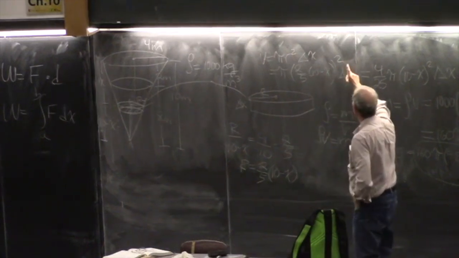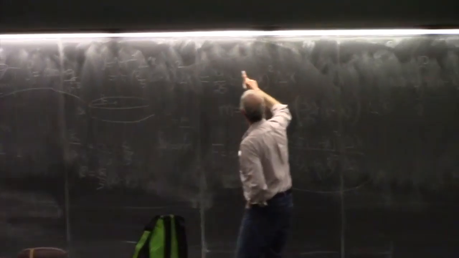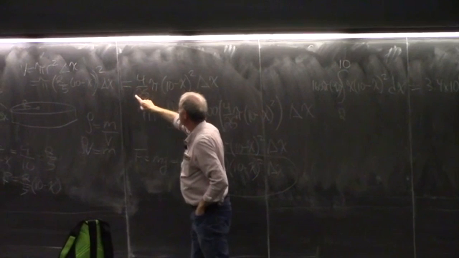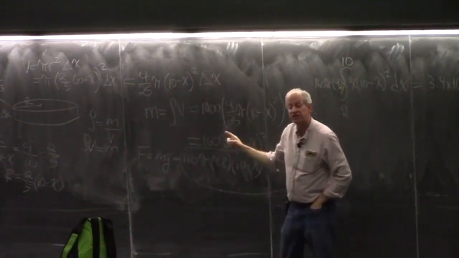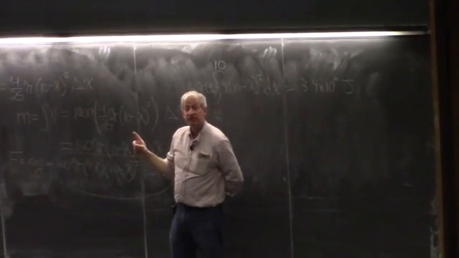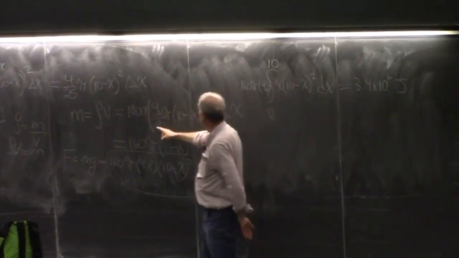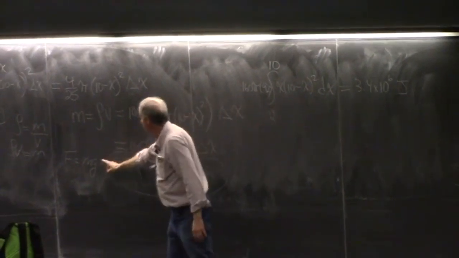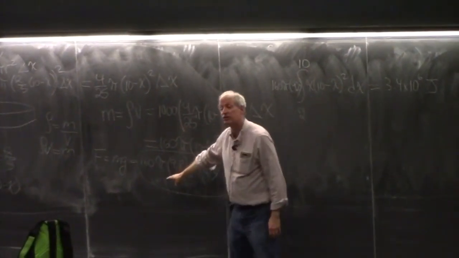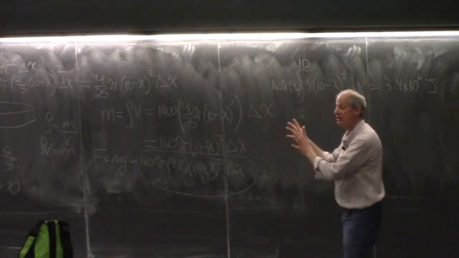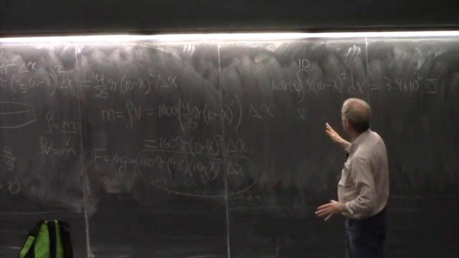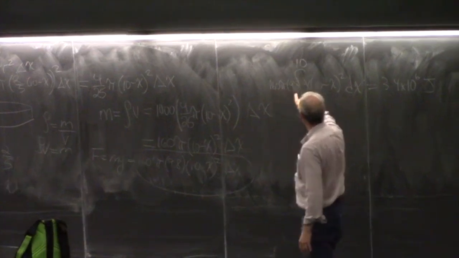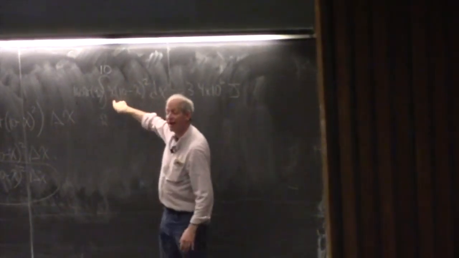So the volume is pi times r squared times delta x, which simplifies to this. And the mass is you just multiply by 1,000 because the density of water is 1,000 kilograms per cubic meter. And then you multiply it by 9.8 because that turns it into force, because you take the mass times gravity. Then the work, the energy, is that times one more x.